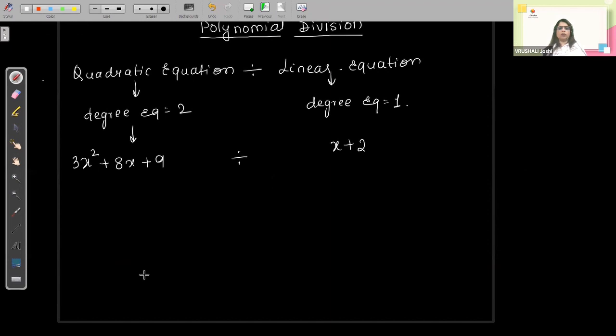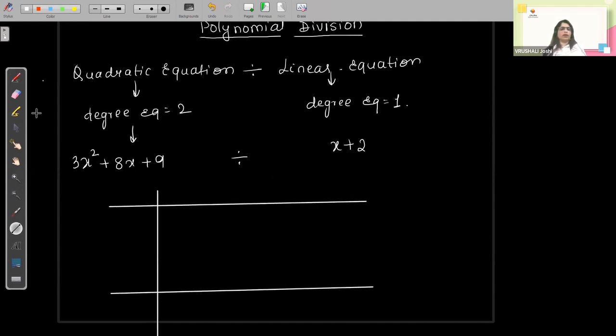In the Vedic method, how do we put the division? We will put one line like this. This time we are going to put one line on the top and one line at the bottom. On the top, we are going to write the variable part: x square, x and 9. Now the degree of this linear equation is 1. Like in base division, where we see how many zeros are in the base, here we see the degree of this equation. It is 1, so you will draw one line here.